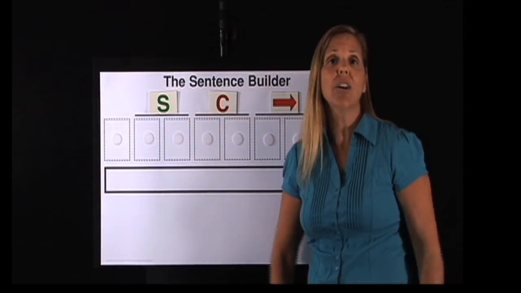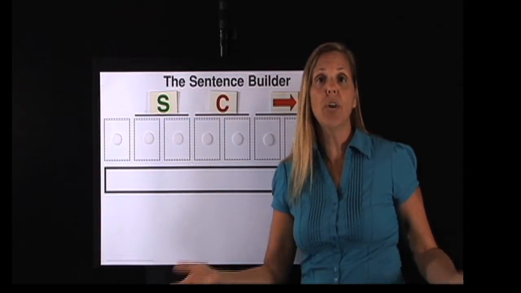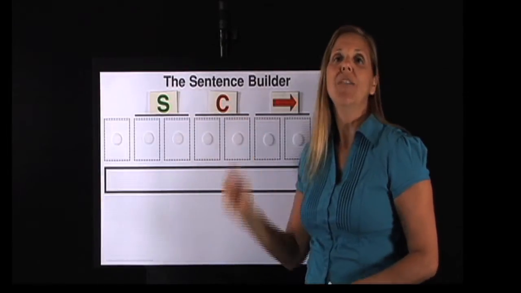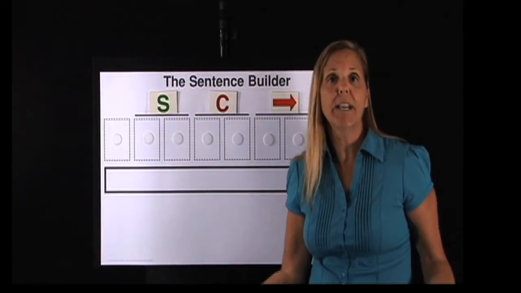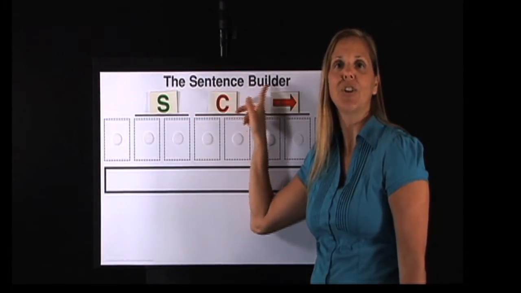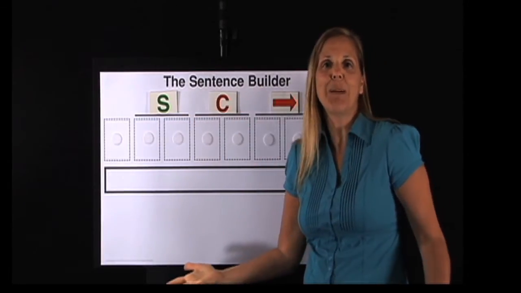The next letter is a C. C is character. Who's in our story? A person or an animal? The last card is an arrow. That means action. What's the character doing? SC arrow. Setting, character, action. Now we're ready for step 2.